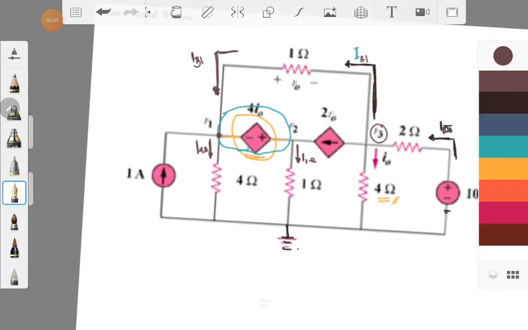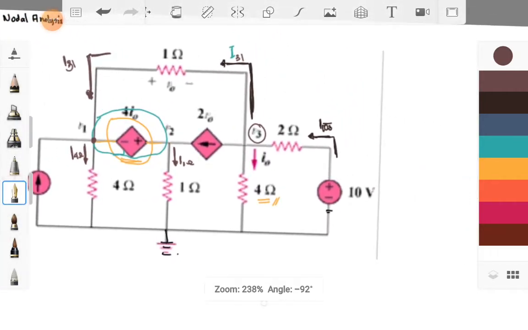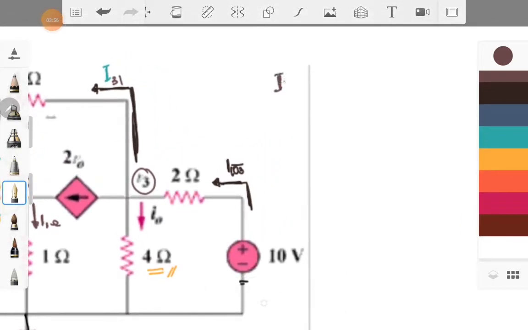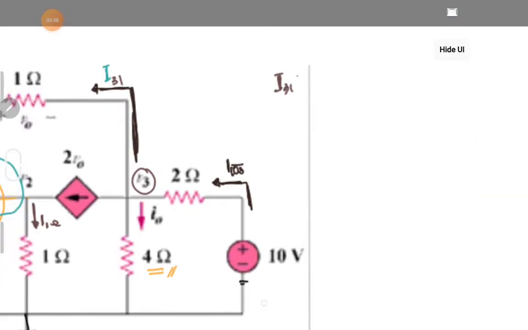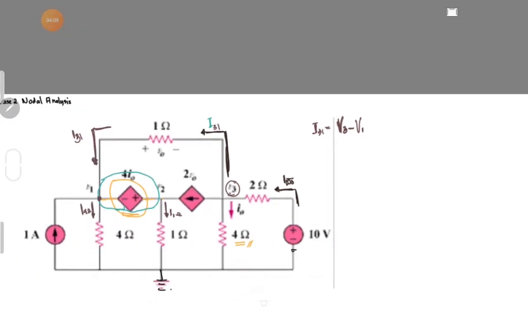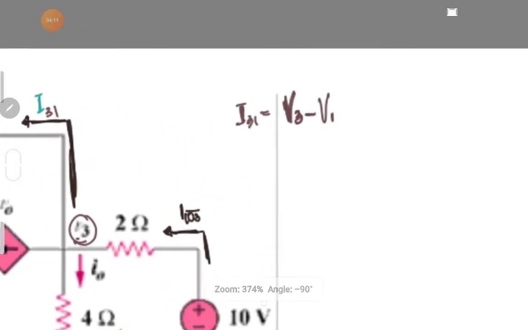Okay. Since you already identified the direction of your currents, the next thing to do is to define these currents. So, what are these currents? Take note that my I31 is equal to V3, my higher potential, minus V1, which is my lower potential, divided by 1 ohm.